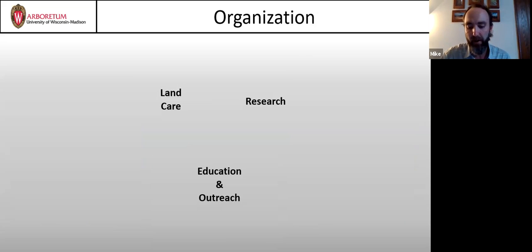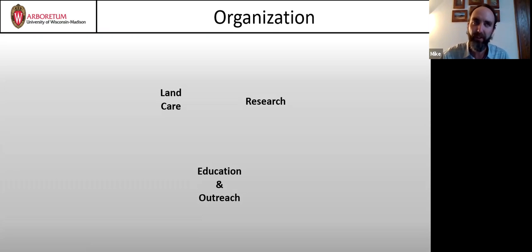The staff of the Arboretum are divided up into three what we call work units, and each work unit is a reflection of those three different parts of the mission. And so me being in the Land Care unit, my focus is the restoration and conservation of Arboretum lands. And then the Research unit's focus is advancing the science of restoration ecology. And then the Education and Outreach unit, as you would have guessed, their focus is fostering the land ethic and doing public outreach and education.